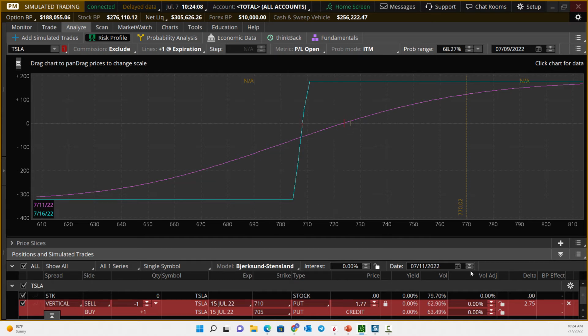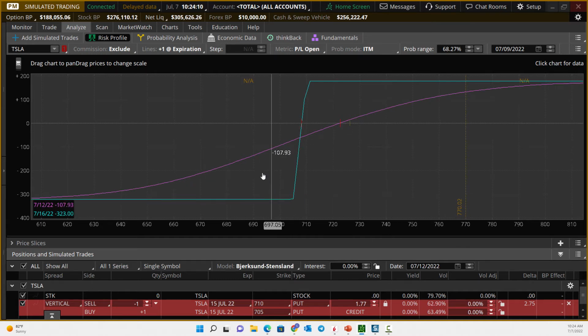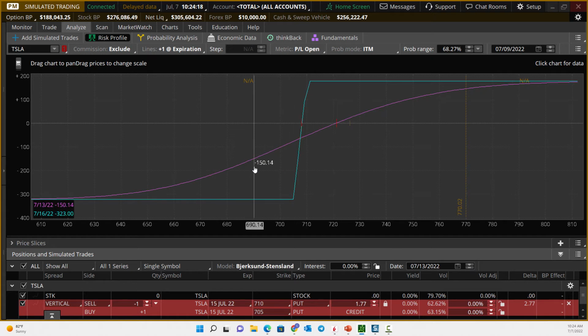Watch. I'll go forward a day. Did your loss get better or worse? Worse. Now we're down at 133 bucks. Did it get better or worse? Worse. Now we're down 150. You are not theta positive in this trade. The theta has switched on you. You are now theta negative, right? You're losing from time decay.